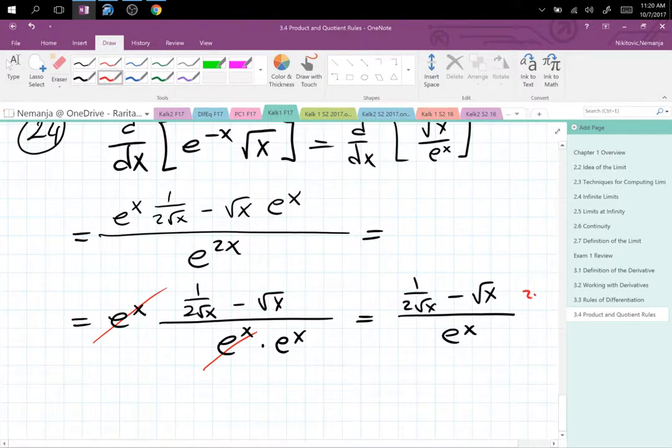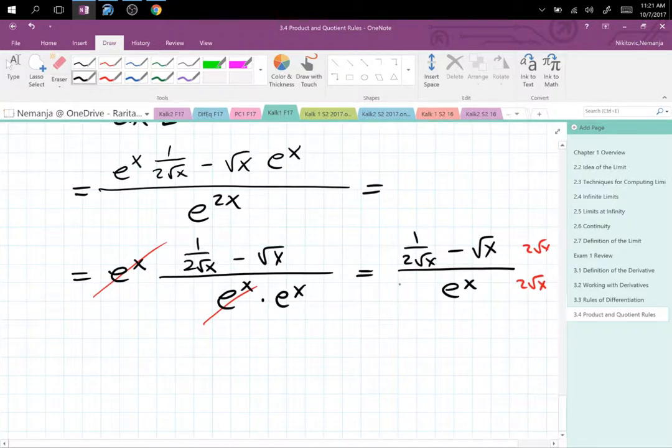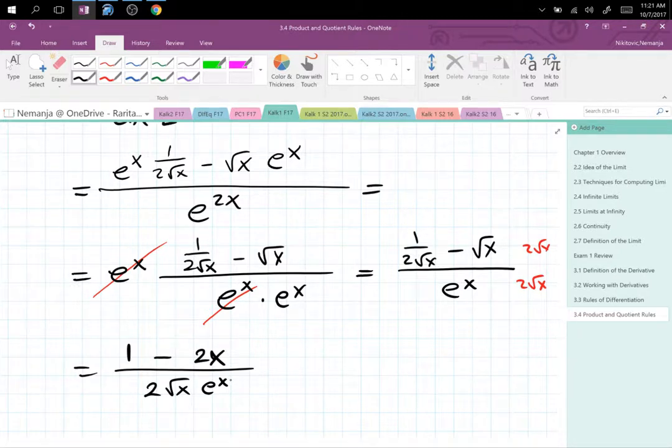I multiply top and bottom by 2 root x. That will cancel the denominator on the first one and make it minus 2x on the second, because root x times root x is x, and we get 2 root x in the denominator. Now we don't like root in the denominator, so hit it one more time. And this root x we can kick outside.